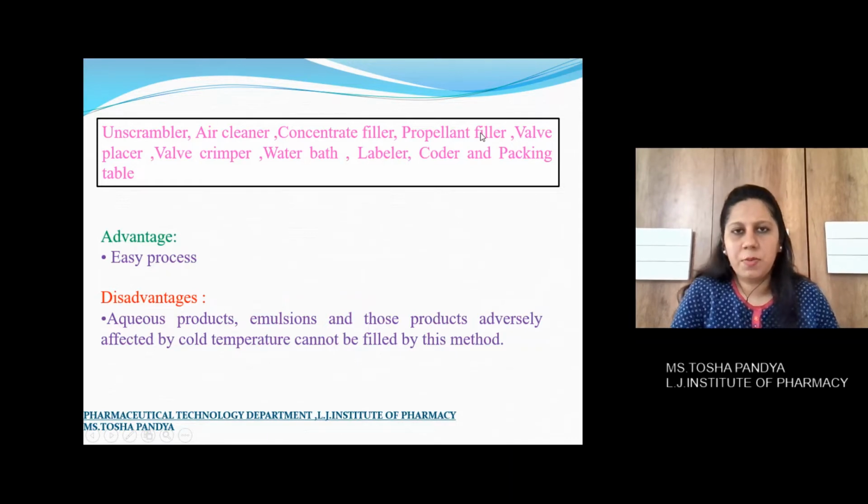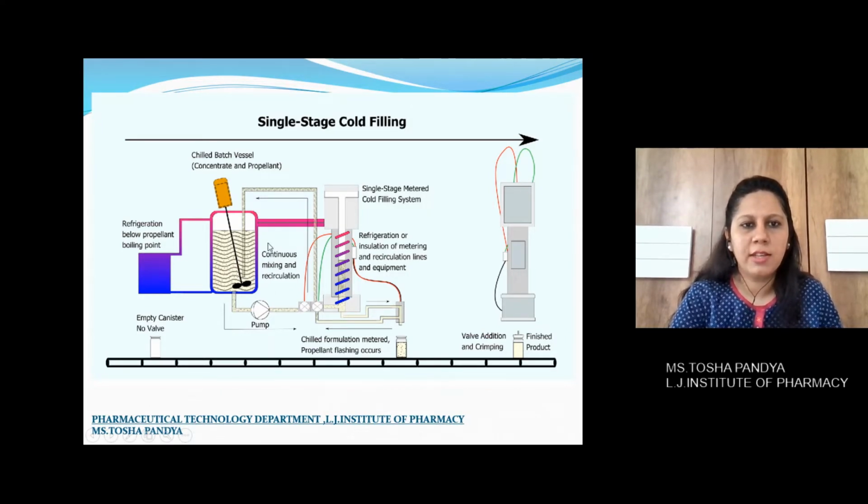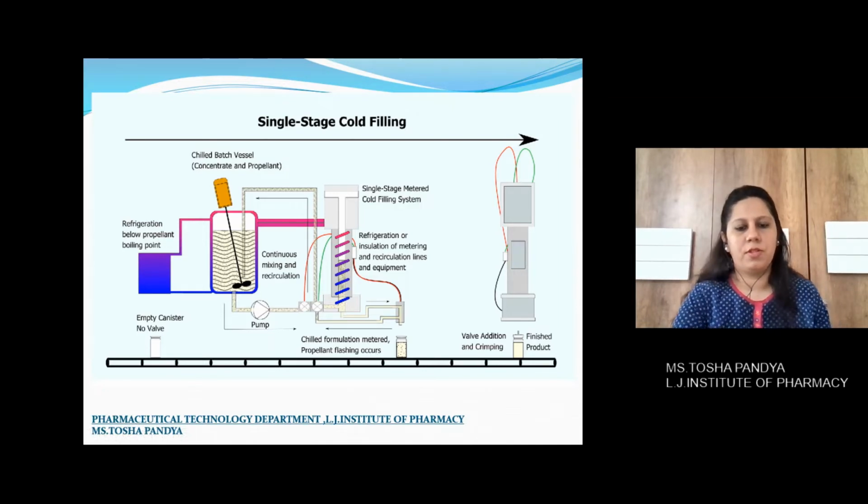So the advantage of this process is that it is easy in nature, but the disadvantage is that many solutions, aqueous products, emulsions, suspensions which cannot withstand the chilling or low temperatures of -40 degrees Fahrenheit cannot be filled by this process. So this is the general diagram of the cold filling process. As you can see here, it is an insulated box and you have various coils here which are increasing the surface area of this process.